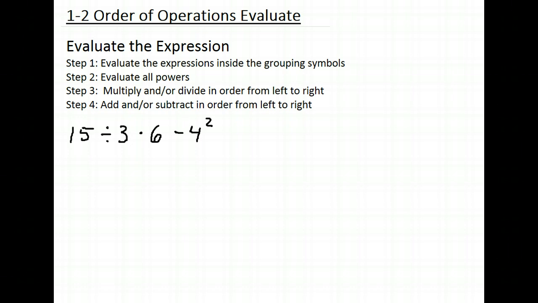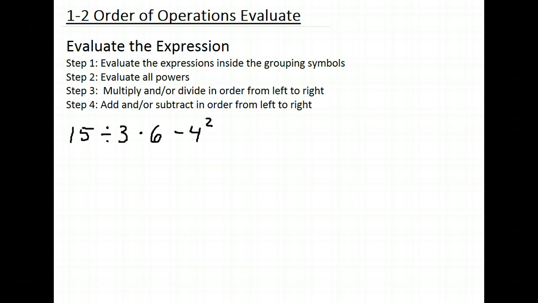But we don't have any grouping symbols. We don't have any parentheses, brackets, or braces. So we can skip step 1. Step 2 says evaluate all powers. Well, we know we have the power 4 to the second power. So we have the expression 15 divided by 3 times 6 minus 4 squared. The first thing we need to do is evaluate that 4 squared.